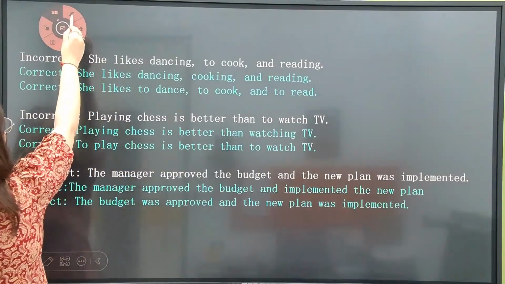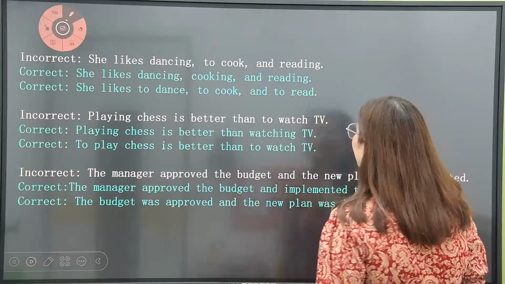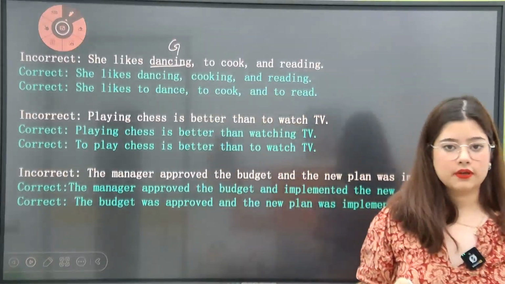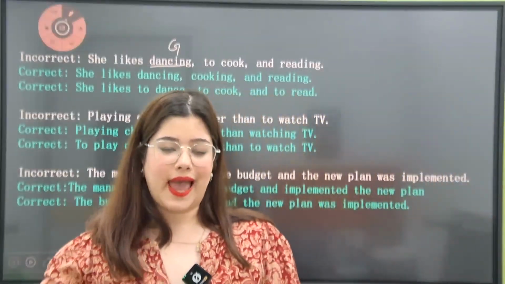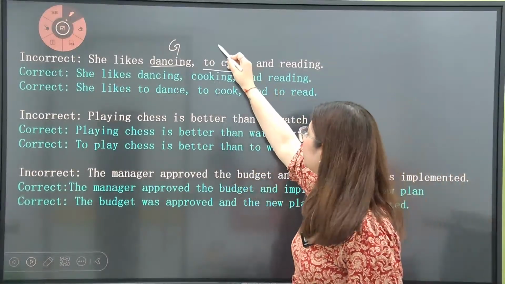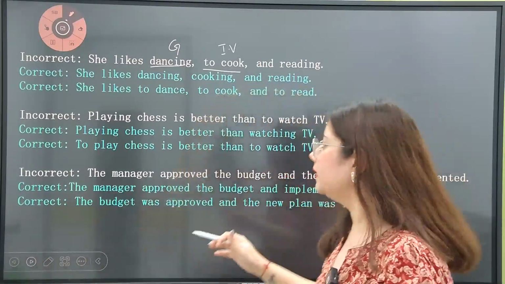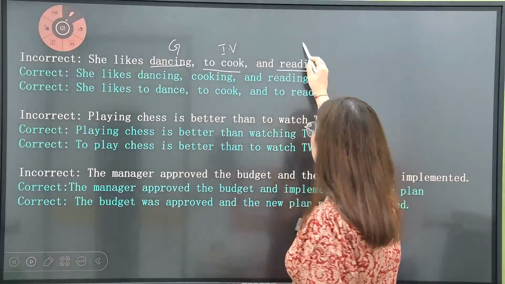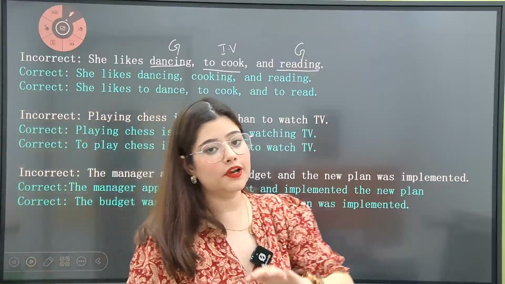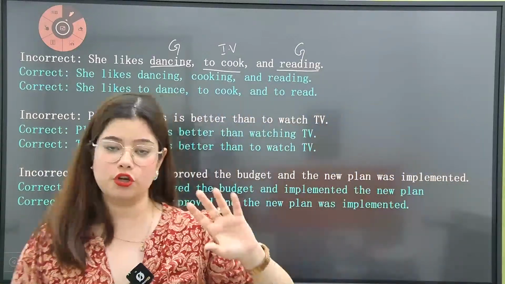Let's have a look at the first sentence. She likes dancing, to cook, and reading. Dancing is a gerund. It ends with ing and acts like a noun in the sentence. To cook is an infinitive verb, the infinitive form of the verb. To plus verb makes it an infinitive verb. And reading, again, gerund. So, I would want a similar sentence structure throughout.